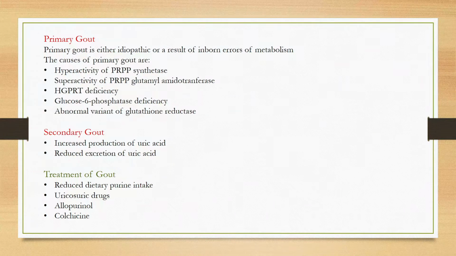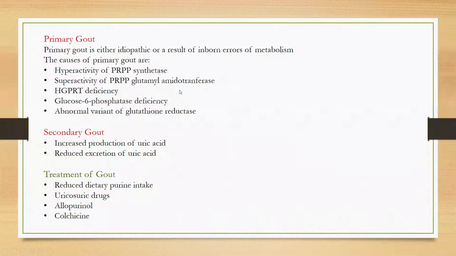Now, among these, glucose 6 phosphatase deficiency is an autosomal recessive trait, and both HGPRT deficiency and hyperactivity of PRPP synthetase are X-linked recessive. They are HGPRT and PRPP, X-linked recessive, and glucose 6 phosphatase is an autosomal recessive trait.